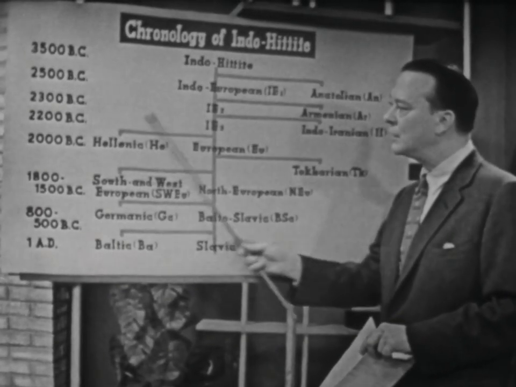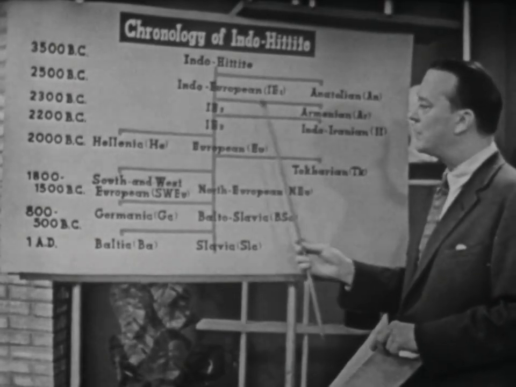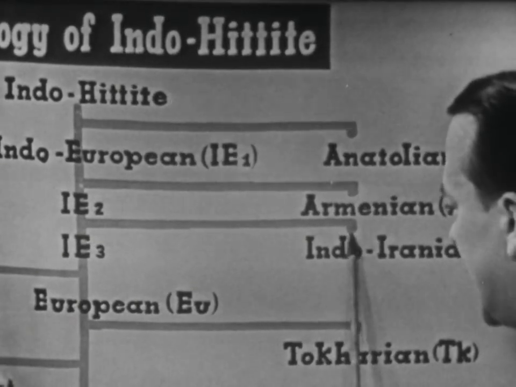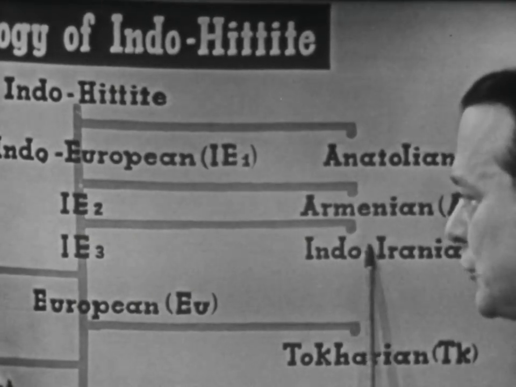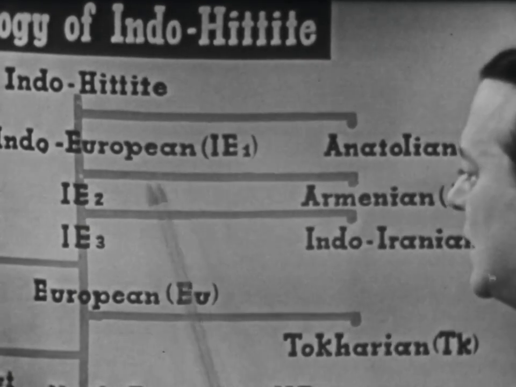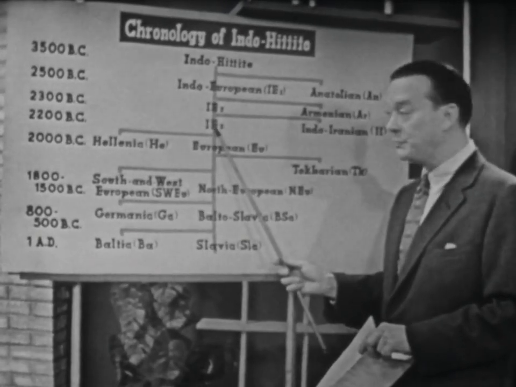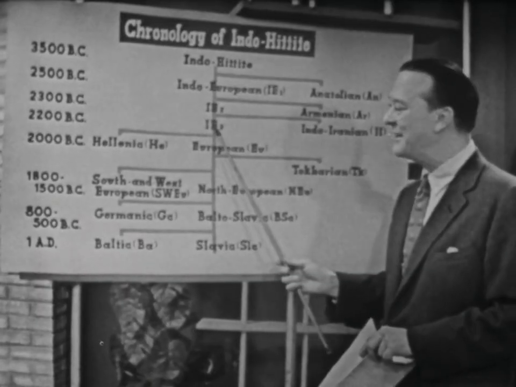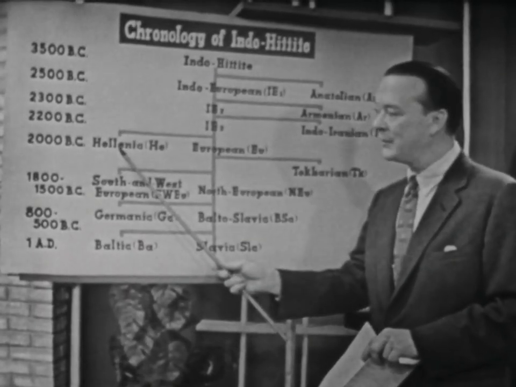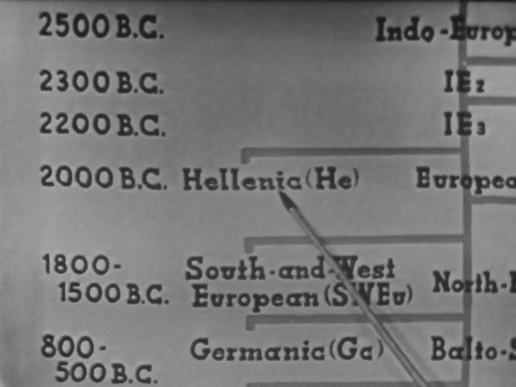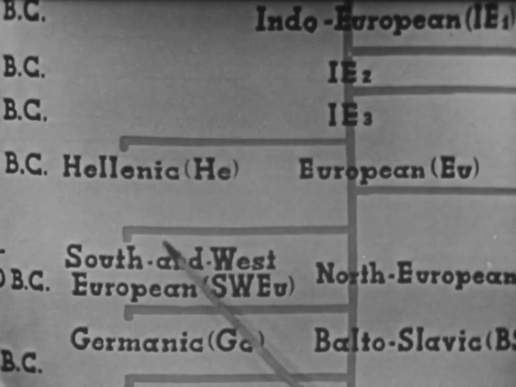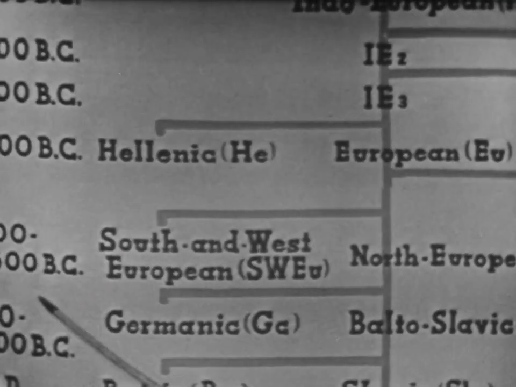Then, throughout this period, the various branches left one by one. Armenian first, then the Indo-Iranian speakers, the ones of Sanskrit and Old Persian, left between 2300 and 2200 BC, leaving behind everybody but the Indo-Iranian. Then the Hellenic speakers, the forerunners of the Greeks, left at about 2000. Then South and West European speakers left, the Italic and the Celtic, from 1800 to 1500.